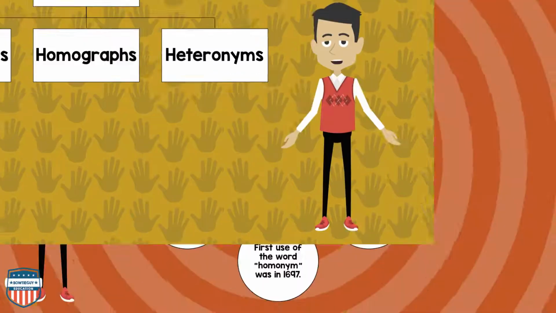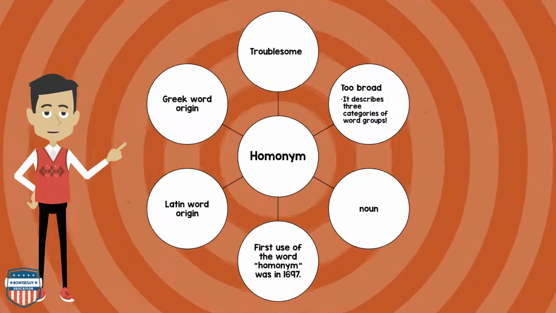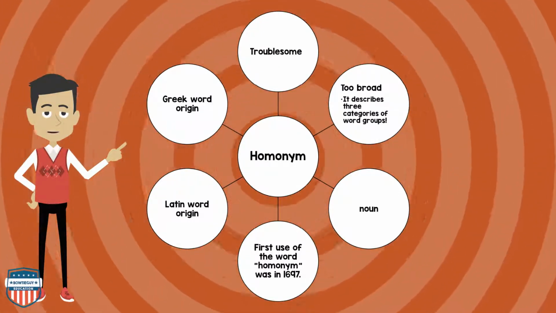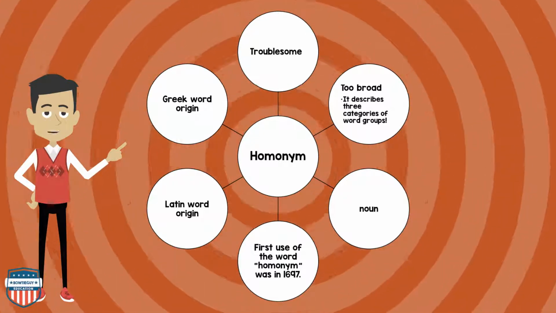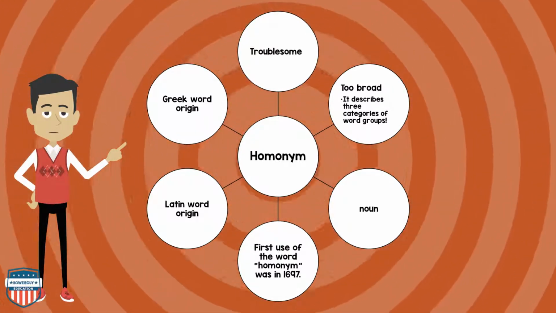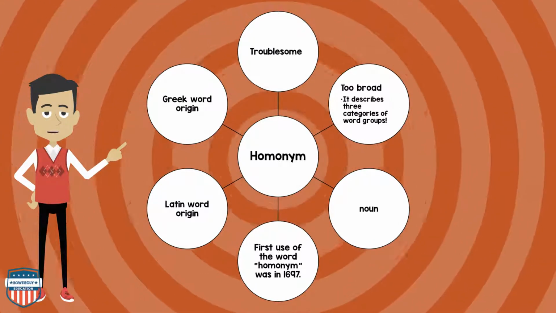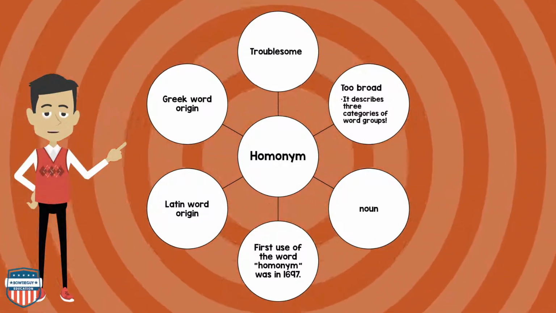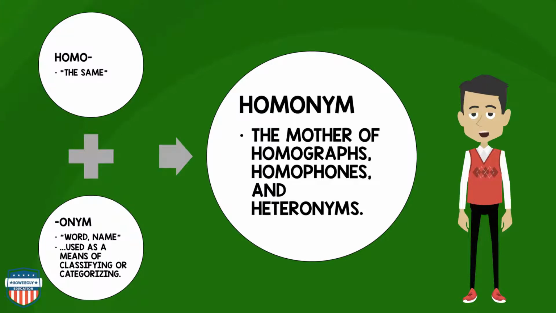Follow me. One of the greatest blessings to the English language was the word homonym in 1697. Just kidding. It has a Greek and Latin word origin. It's a troublesome word. It's too broad. It describes three categories of word groups, and the word homonym is a noun. Let's take a special look at the word homonym. The prefix of homonym is homo, and it means the same. The suffix is onym, which means word or name. It's used as a means of classifying or categorizing. The homonym, the mother of homographs, homophones, and heteronyms.